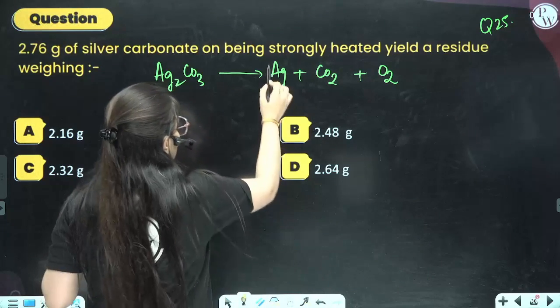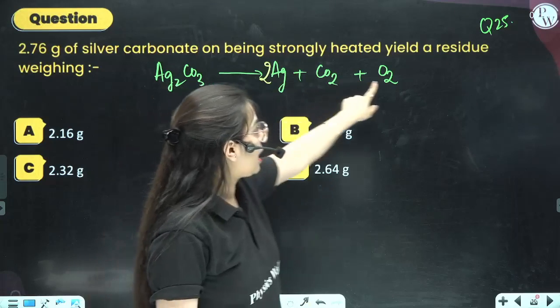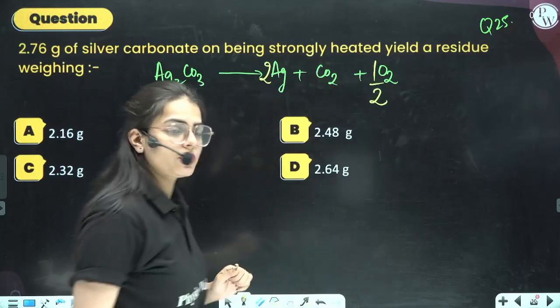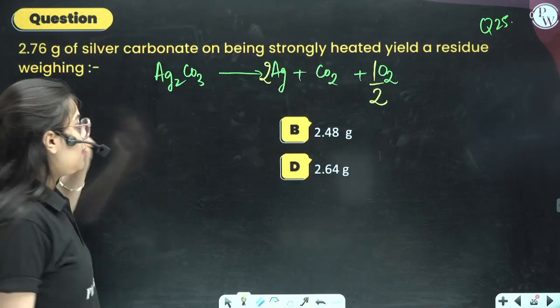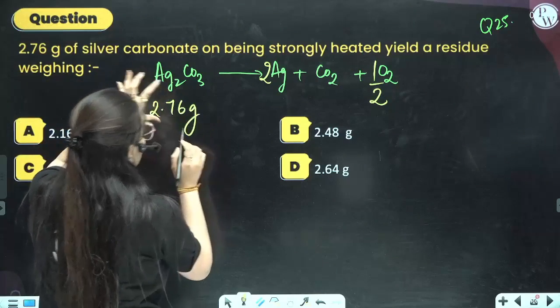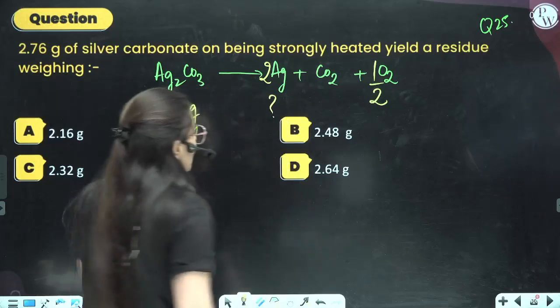How many Ag? 2 Ag, so 2 will come over here. How many carbon? 1 carbon. How many oxygen? 3 on the left, and on the right 4, so we can write a half. So it is 1 oxygen plus 2, 3, and here is 3. Balanced. Now they are saying 2.76 grams of this on being strongly heated will yield a residue, the leftover. That means you need to calculate the mass of Ag.